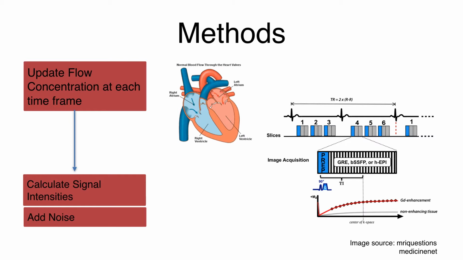After modeling flow, I had to update the flow concentration at each time frame. So overall, what happens is blood first enters the right atrium, then the right ventricle, then it goes to the lungs, and after that it enters the left atrium, left ventricle, and then goes to the heart muscle. So in order to perform the real time imaging, I had to update the flow concentration at each time frame, and then I had to acquire signal intensities.